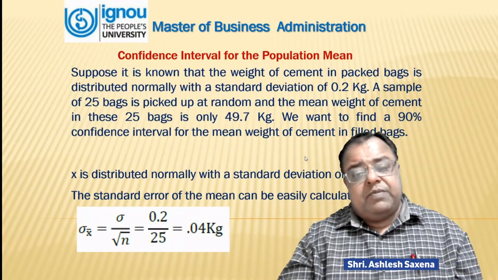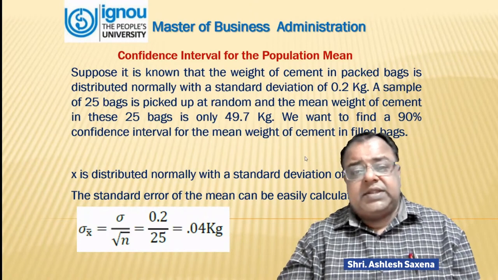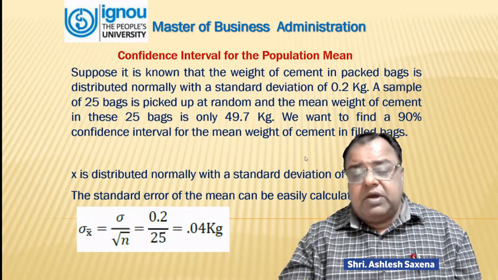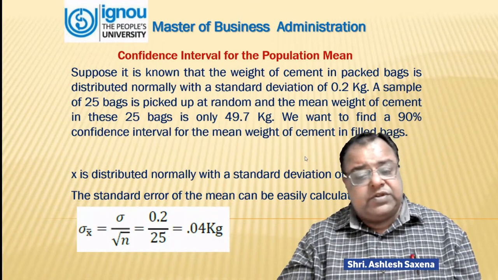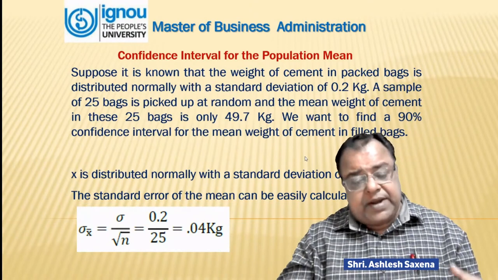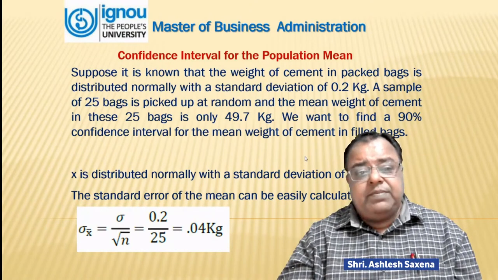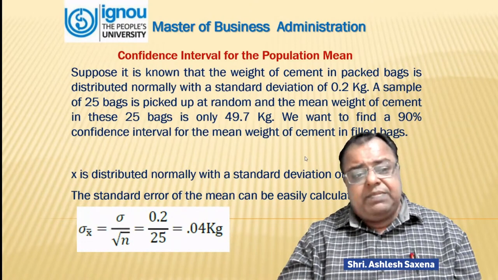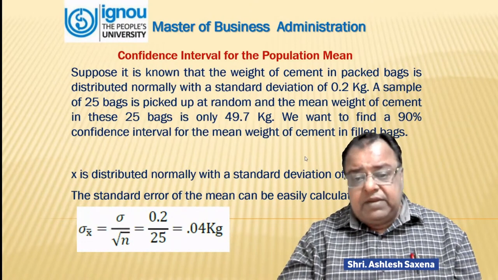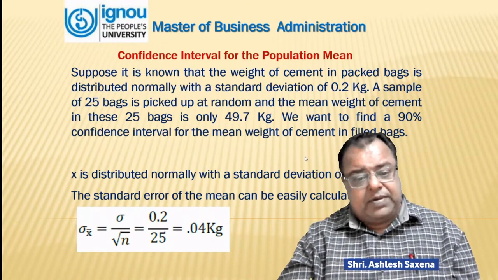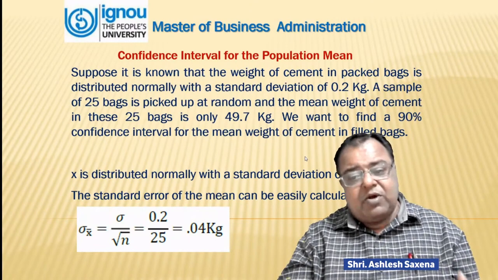Confidence interval for the population mean. Suppose it is known that the weight of cement packed in bags is normally distributed with a standard deviation of 0.2 kg. A sample of 25 bags is picked at random, and the mean weight of these 25 bags is 49.7. We want to find a 90% confidence interval for the mean weight of cement in filled bags. This is a practical problem. We will see how we calculate all these values.